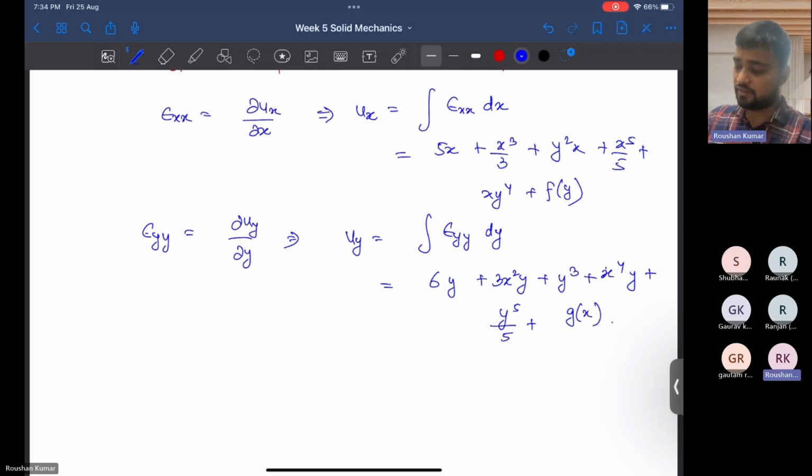And here you see that f(y) and g(x) are not a function of z because we are dealing with only plane strain condition and there is no strain along the z direction. So we can say it's only a function of y, and if we integrate with respect to y, then it will give a function of g(x), and if we integrate epsilon xx with respect to x, it will give a function of y.